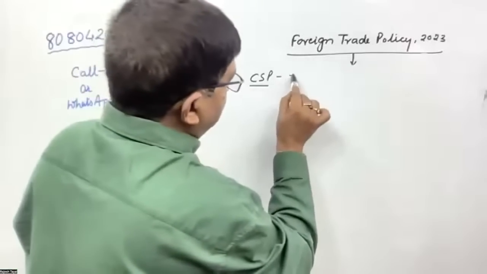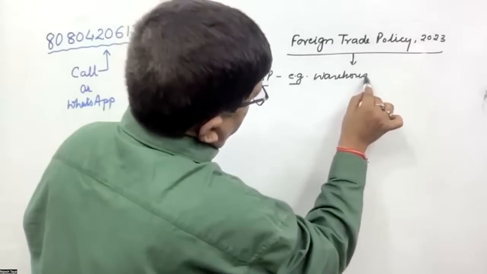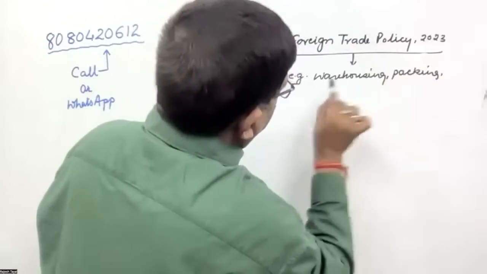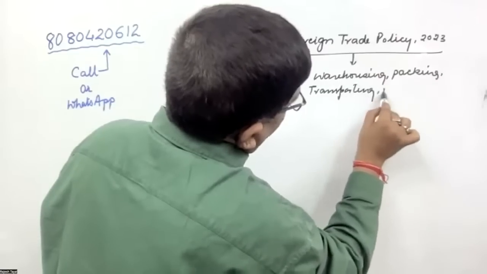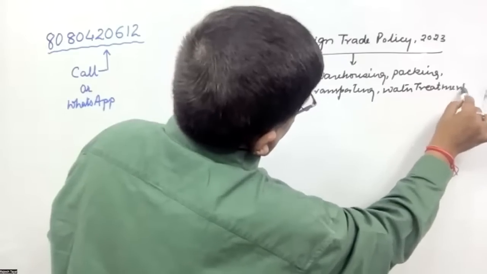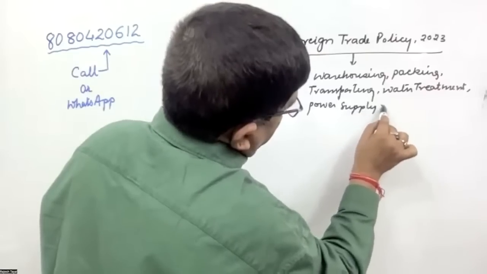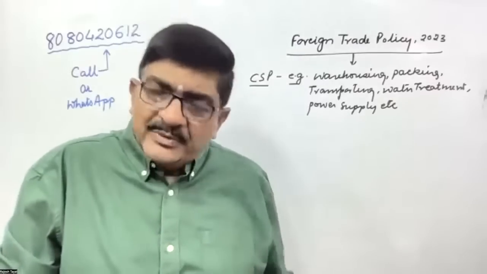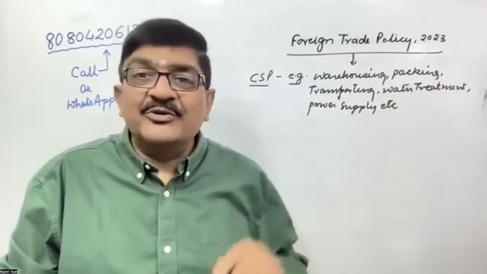For example, warehousing, packing, transporting, water treatment, power supply, etc. So common service may be in relation to any number of any of these activities. Plus I have used the word etc. So that is not the end of the list, right?